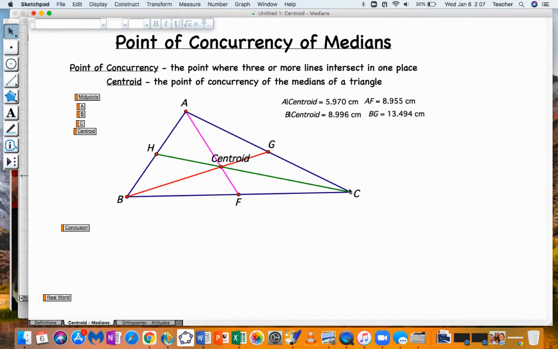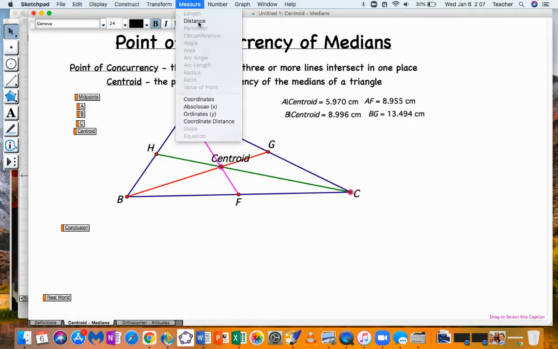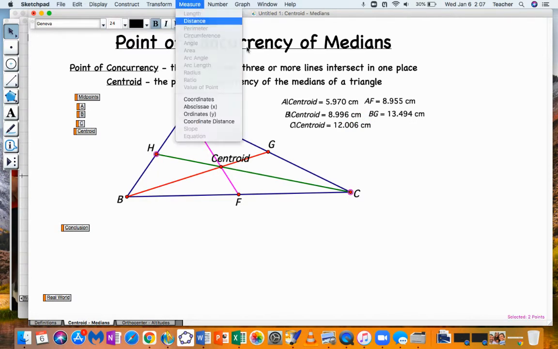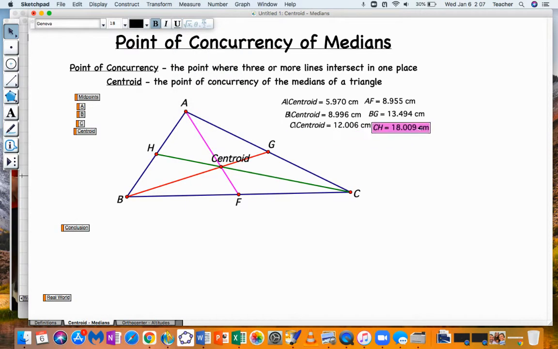So that's B. Then we'll go from C to the centroid. Compare that. D to the midpoint of the opposite side. Compare those distances. And that's what I have. Now, it may not look like anything right now. It may be hard to see a pattern.